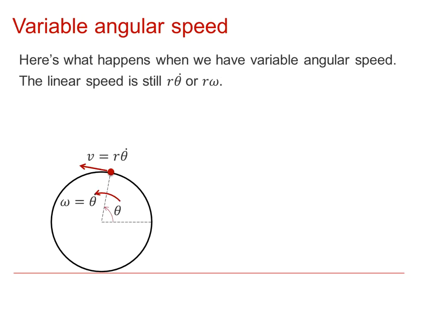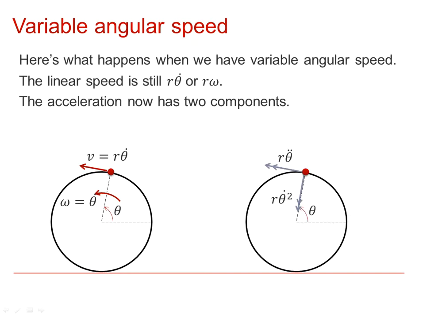So we know that we've got our value of v equal to r theta dot, or r omega, and if we have a variable angular speed v, then there must be an acceleration in the direction of v. So we produce an extra acceleration, as well as the centripetal acceleration towards the centre of the circle. Then there is a tangential one, which is r theta double dot.